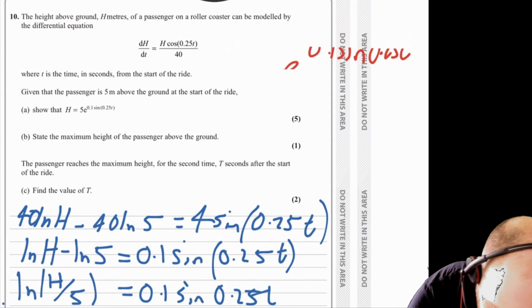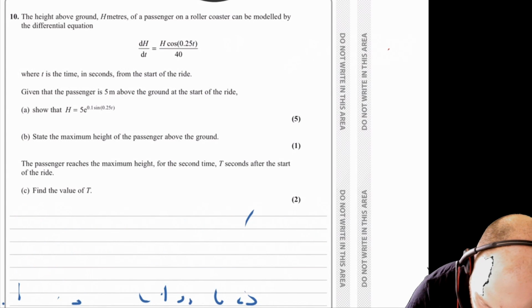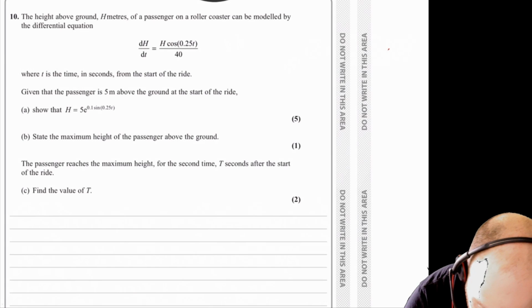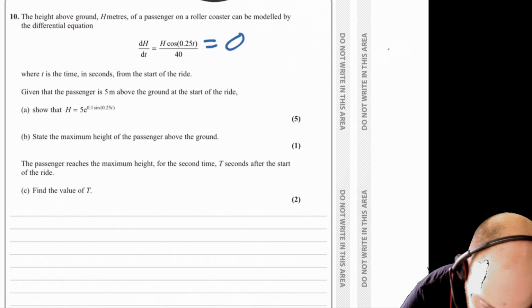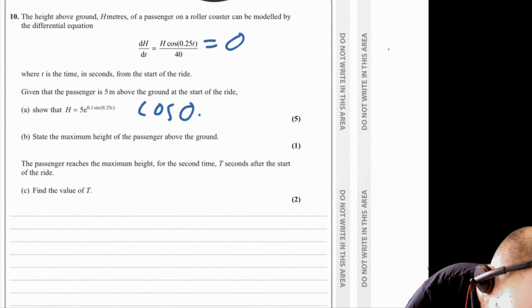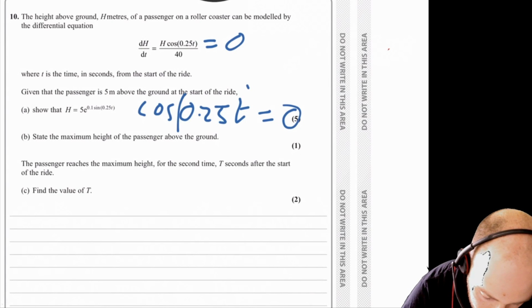Second bit, find the maximum height of the passenger above the ground. So we need to solve this differential. So maximum point is when dh by dt is 0. So we can then solve this and say cos 0.25t equals 0.